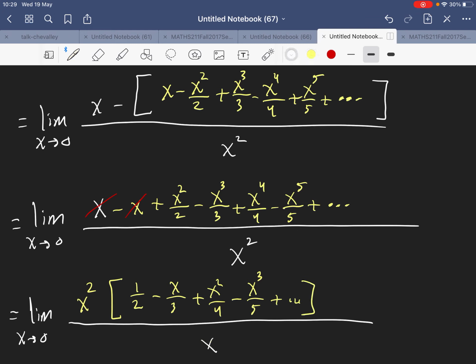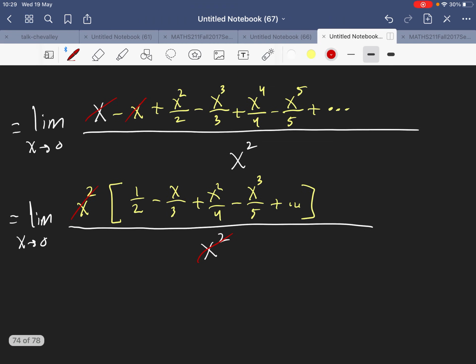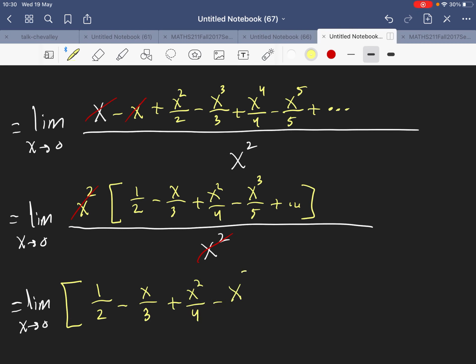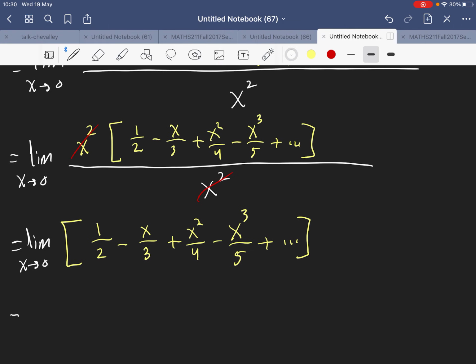over x squared. Cancel, cancel. What we have is this one here. Half minus x over 3 plus x squared over 4 minus x cubed over 5 and so on. The last step, substitute the 0 and the final answer is 1 over 2.